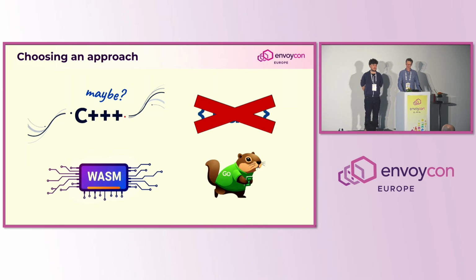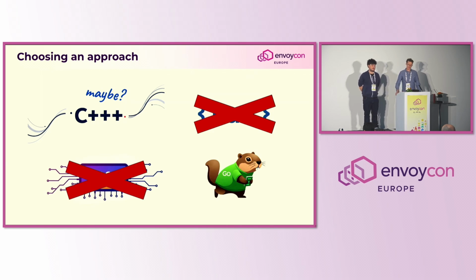WASM, in the end, there were just too many red flags. The fact that it was experimental, there were concerns about performance, seemingly high complexity, documentation's a little weird. Maybe we didn't give it a fair shake, but in our case, WASM just wasn't sparking joy for the team. So it gets a big X.